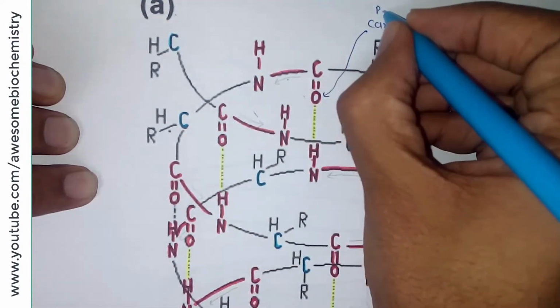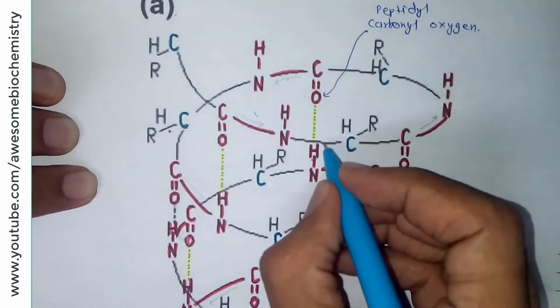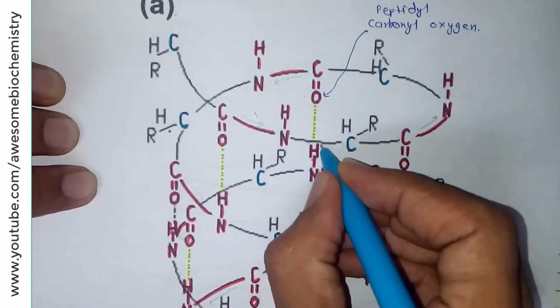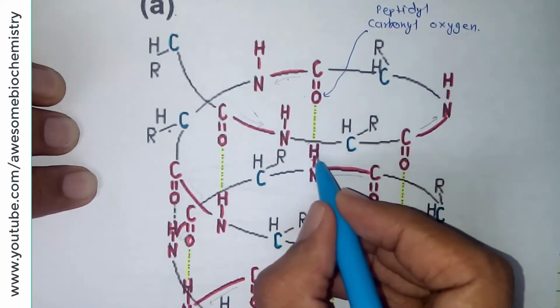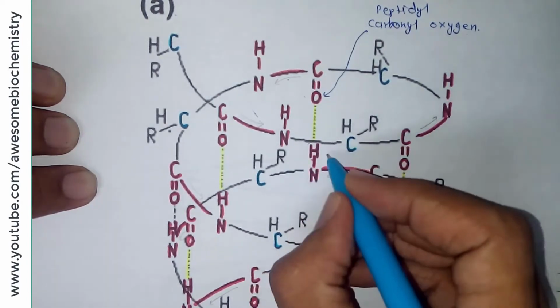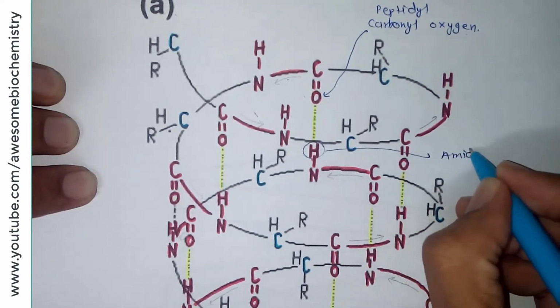So, we can call it a peptidyl carbonyl oxygen. Again, is this hydrogen any hydrogen? No, this hydrogen is the specific one. This hydrogen is from this amide. So, this hydrogen is the amide hydrogen.